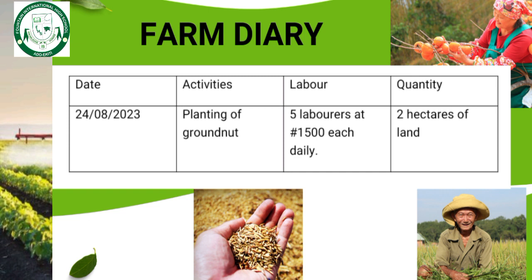Planting, you can see on the 24th of August 2023. So the farmer planted what? Groundnut. The labor, 5 laborers at the cost of 1,500. The quantity, 2 hectares, the size of land. So these are the records of things that took place on the 24th of August 2023. It's a typical example of a farm diary.